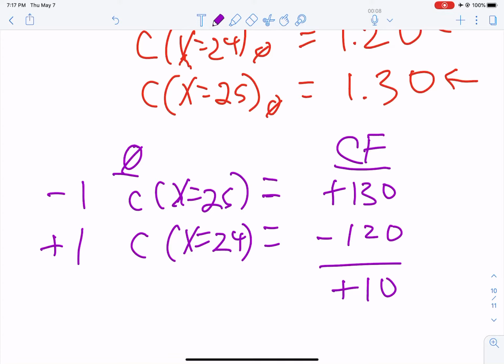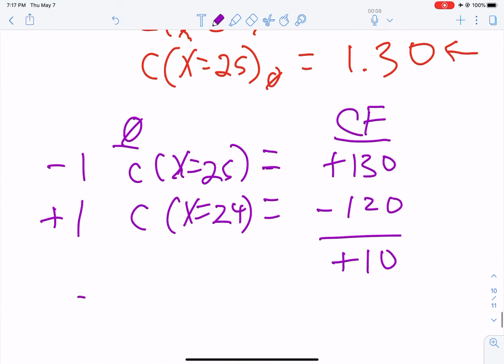Now look at what we have here. We are long a lower strike call, short a higher strike call. This is a call bull spread. Just note that this is a call bull spread.